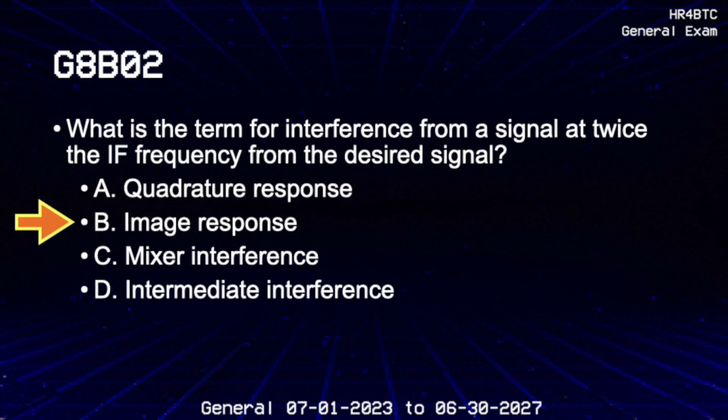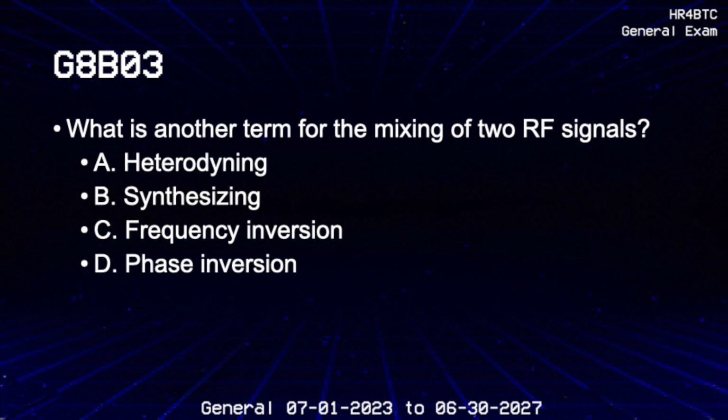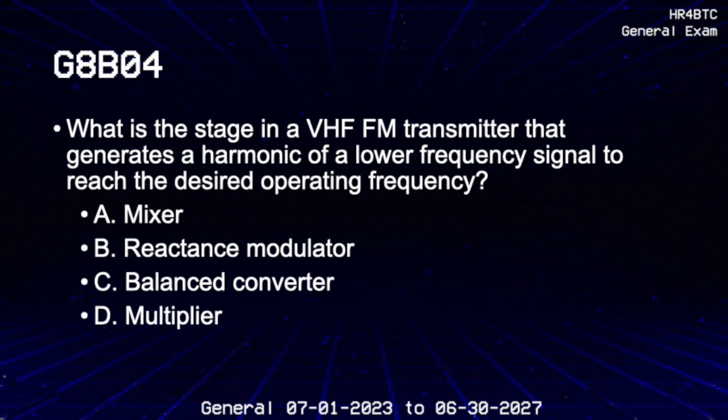Image response. What is another term for the mixing of two RF signals? Heterodyning. What is the stage in a VHF-FM transmitter that generates a harmonic of a lower frequency signal to reach the desired operating frequency? Multiplier.